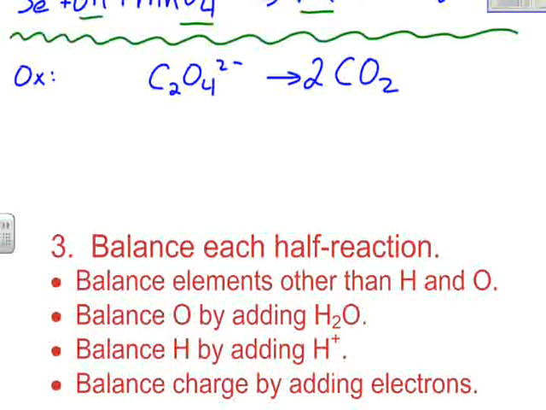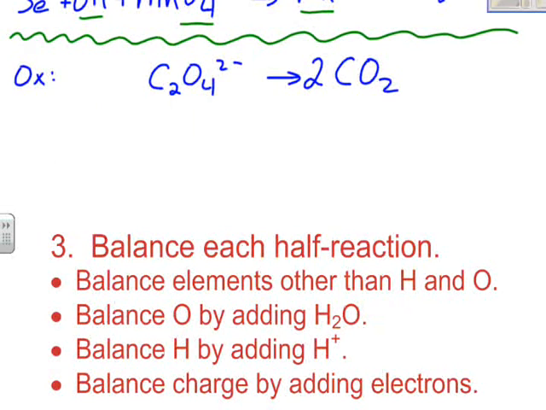I'm going to balance oxygen by adding water. So I have currently 4 oxygens on the left and 4 on the right. So I actually don't have to do anything with oxygen. And there's no hydrogen in the compounds either, so I don't have to do anything with either one of those.